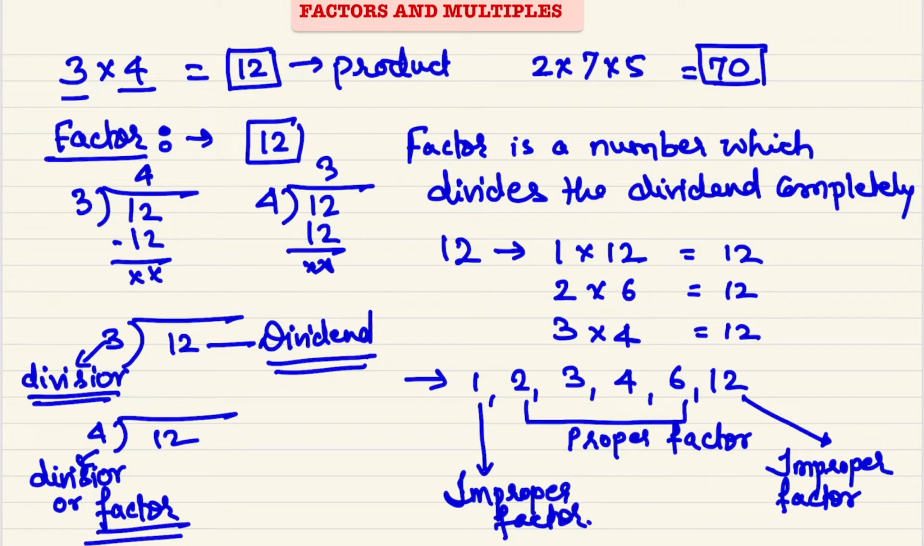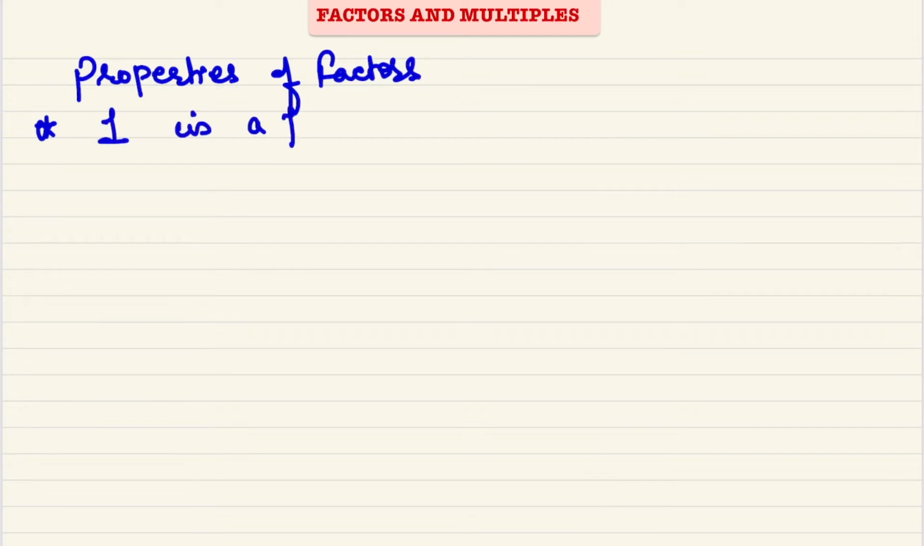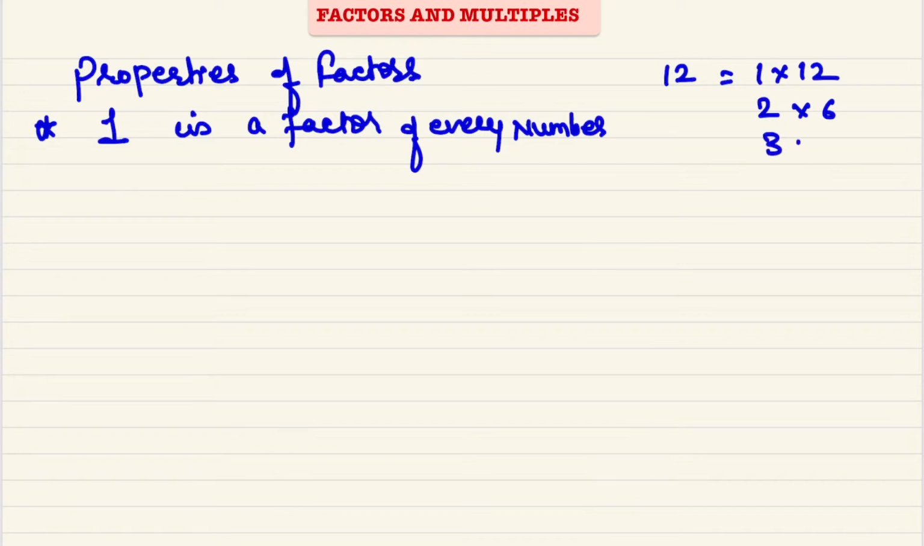Now let us look at some properties of the factors. First property, 1 is a factor of every number. 1 is a factor of every number. We'll see this with an example. We'll take the example of 12 only: 1 into 12, 2 into 6 and 3 into 4. So we see that 1 is a factor of every number.